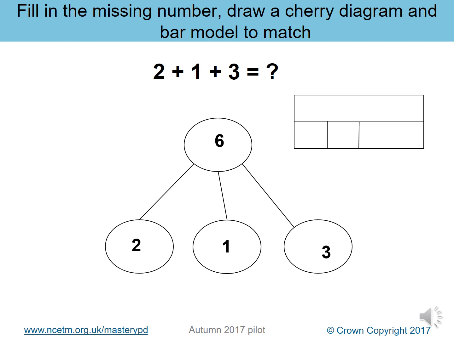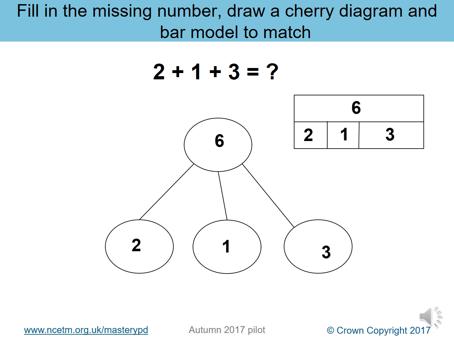All right, you might have found it easier to do 3 and 1 is 4. And then you know 4 and 2 is 6. It's entirely up to you how you work it out. It's whatever you see 2 numbers making and then adding the other one on. So let's do the bar model. So again, I'll put my parts in. So I've got 2, 1 and 3, and then I know my whole is 6 because I've already worked that out. So I've got my number sentence, and then I've drawn my cherry diagram and bar model to match.